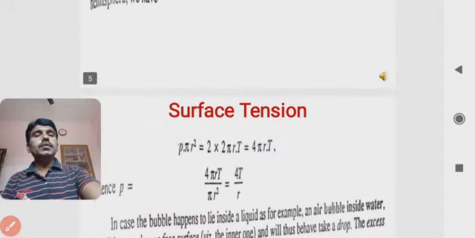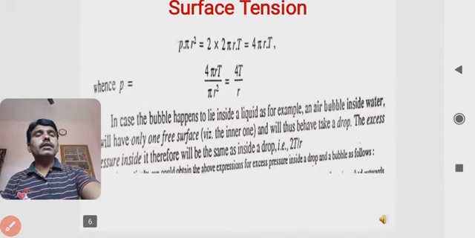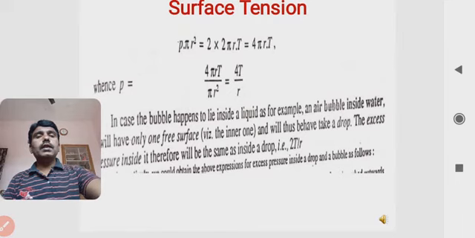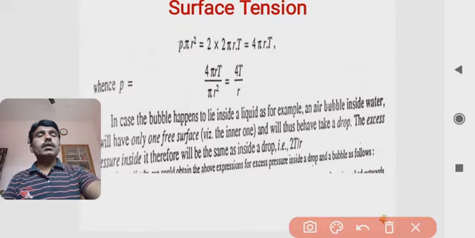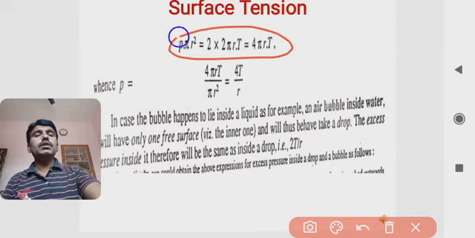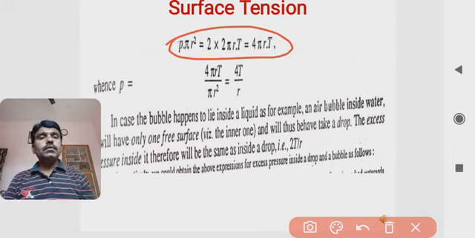the relationships as far as the excess pressure and the tension working around that for the liquid soap bubble is to be there. It is nothing but to be given with the relation p pi r square is equal to 2 into 2 pi rT to be there. So 2 into 2 pi rT will become 4 pi rT.